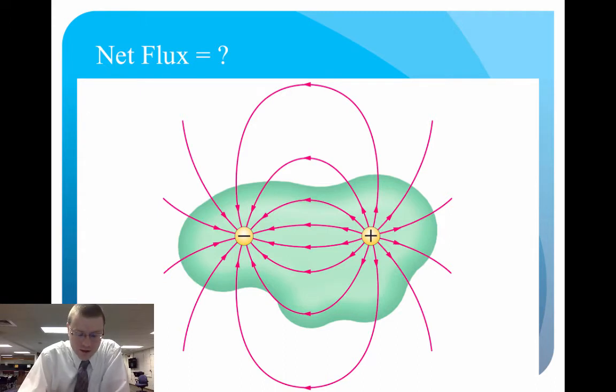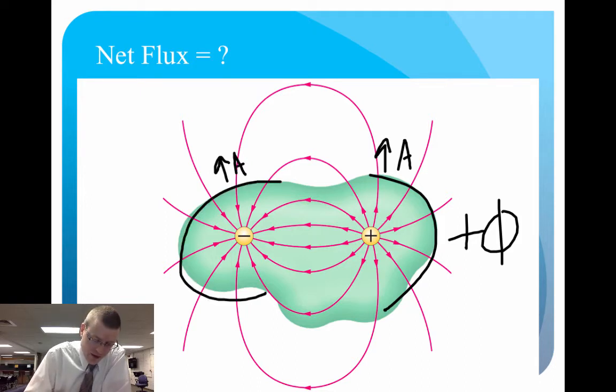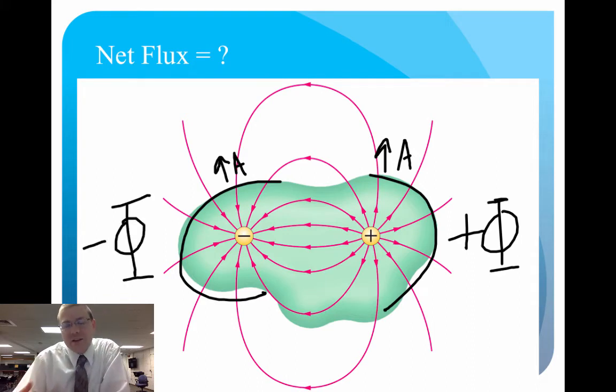If we want to do this mathematically, we could say that the area is pointing straight up and the field is pointing straight up. All these lines on this side give me positive flux. And over on this side, my area is still pointing up, but now my field is going back in. So over here, all my lines represent negative flux. All the lines that are leaving give me positive flux. All the lines coming back in give me negative flux. So the total net flux of this system ends up being 0.